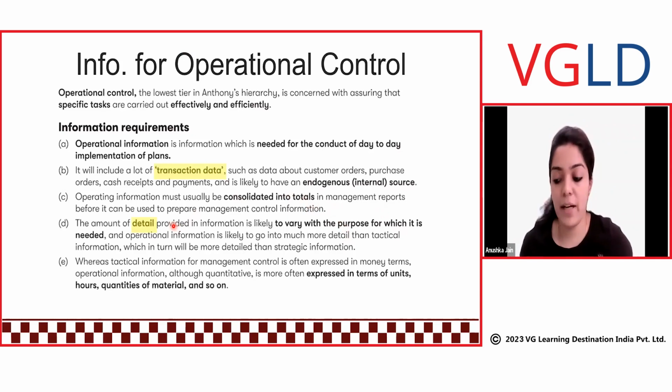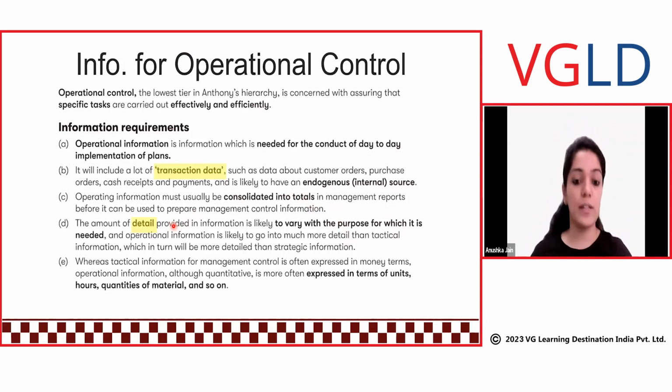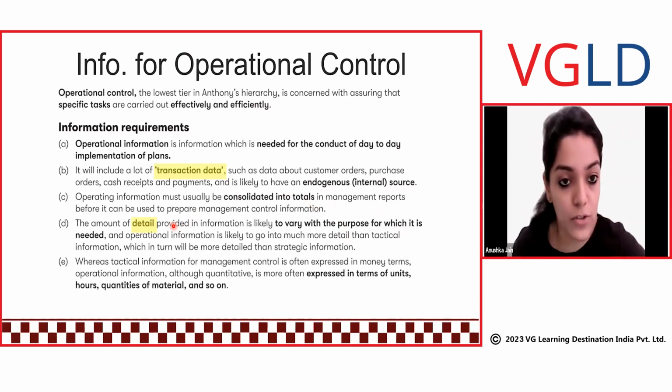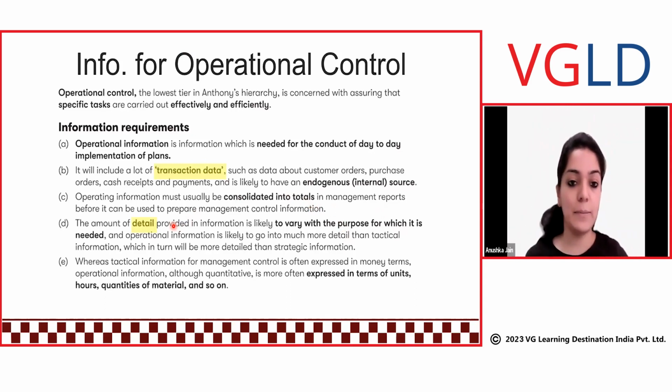So obviously, people at the bottommost layer of the Anthony's hierarchy will be reporting to the middle level management. So they will be doing some consolidations. That summarization will happen at the operational level.